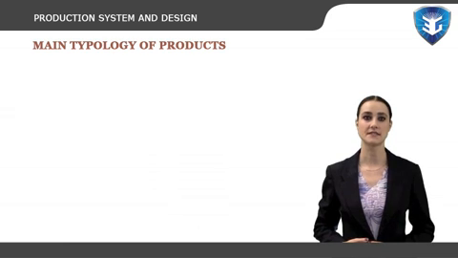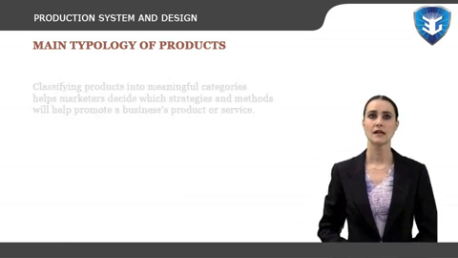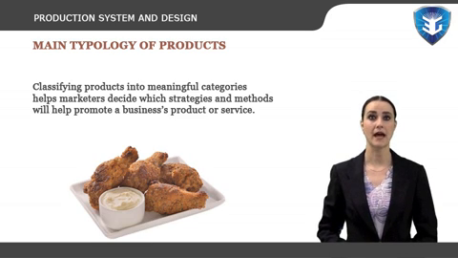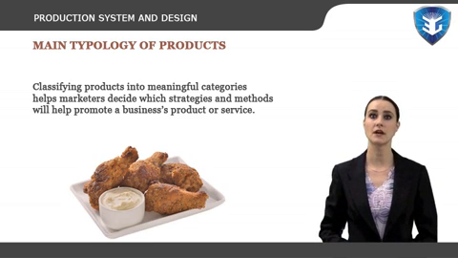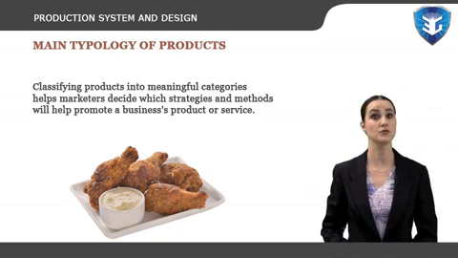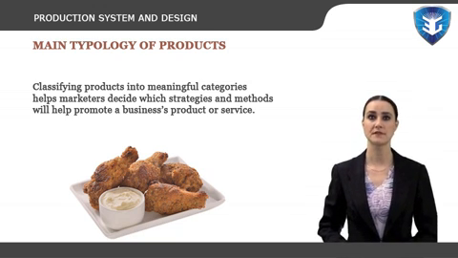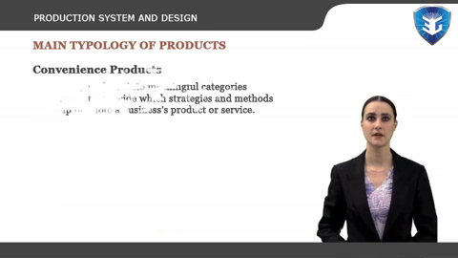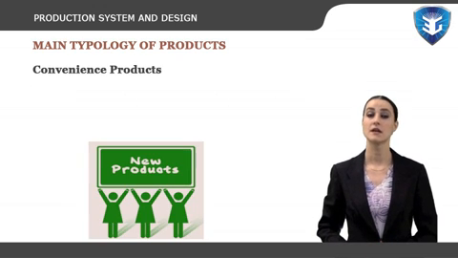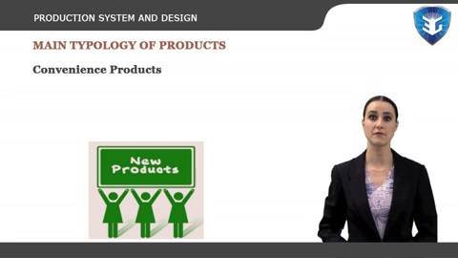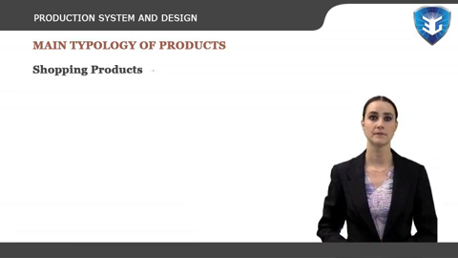Let us now discuss the main topology of products. Classifying products into meaningful categories helps marketers decide which strategies and methods will help promote a business's product or service. Many types of classification exist. Convenience products. Convenience products involve items that do not require much customer effort or forethought.